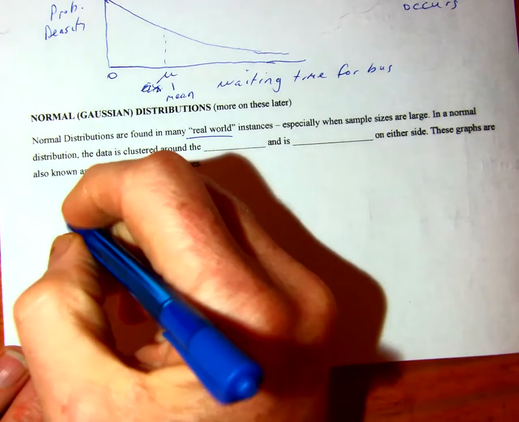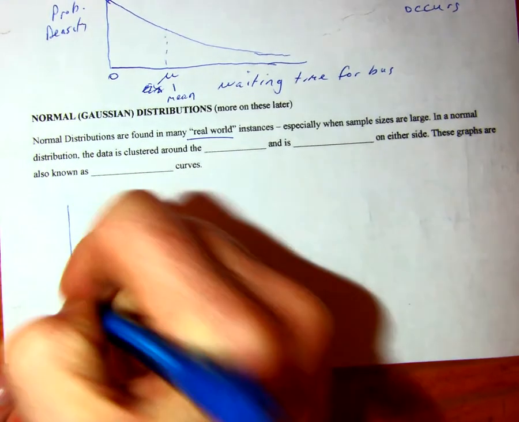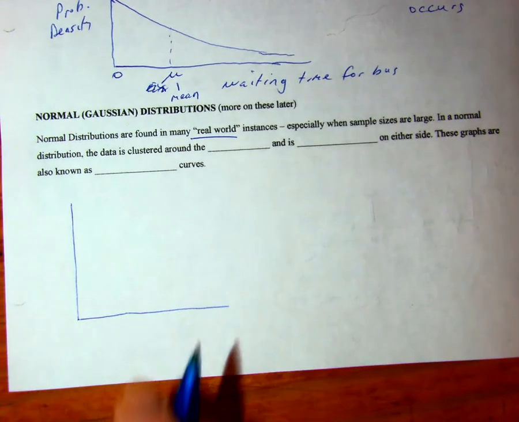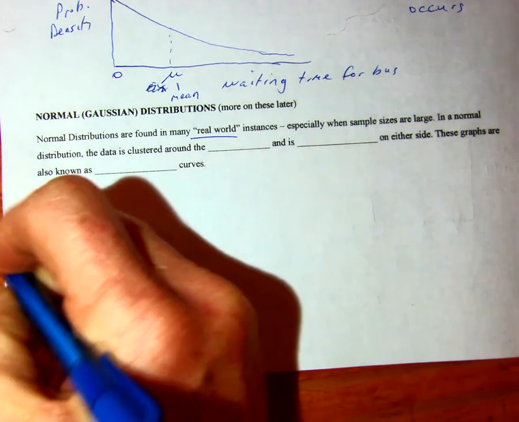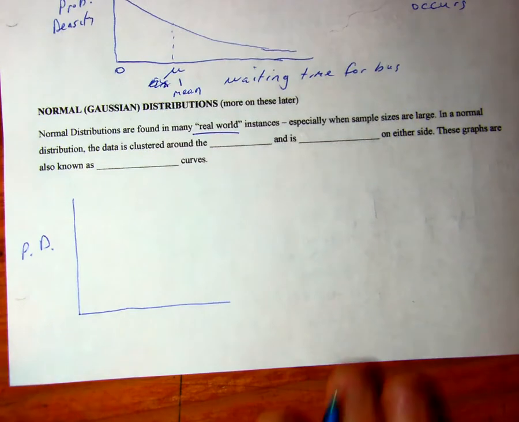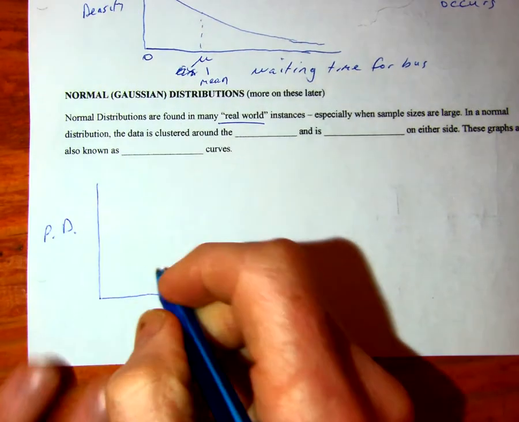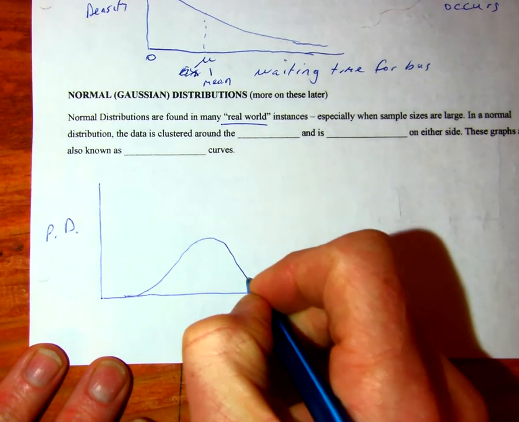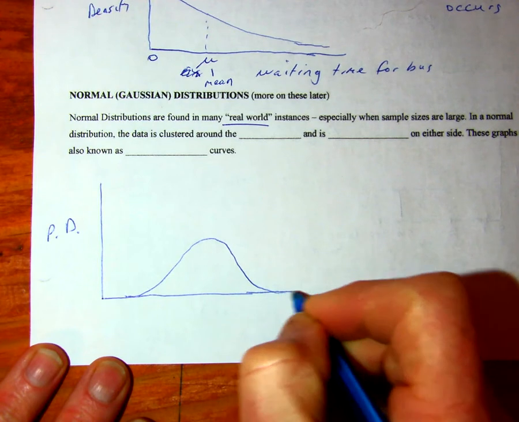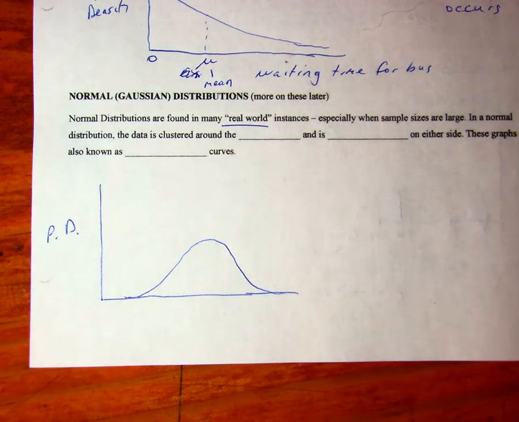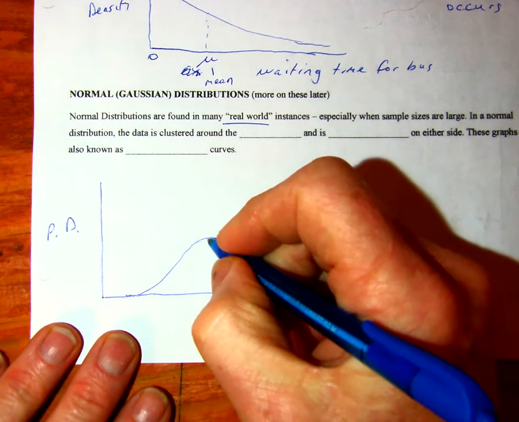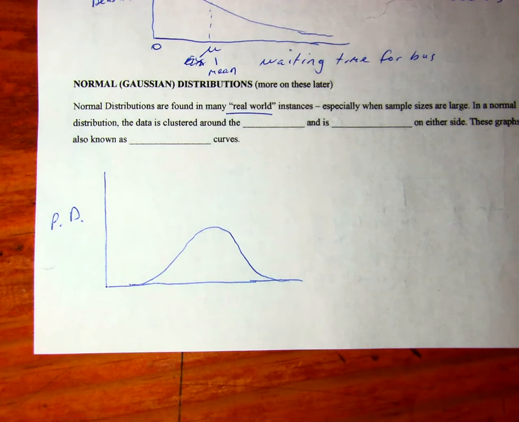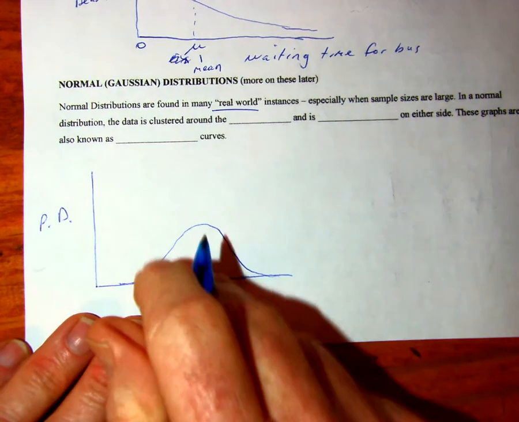I'll show you what it looks like, and then you can fill in the blanks. The data looks something like this. I'm just going to call it PD, probability density, and it looks something like that. Is that exciting or what? All right. So, what do we call this?